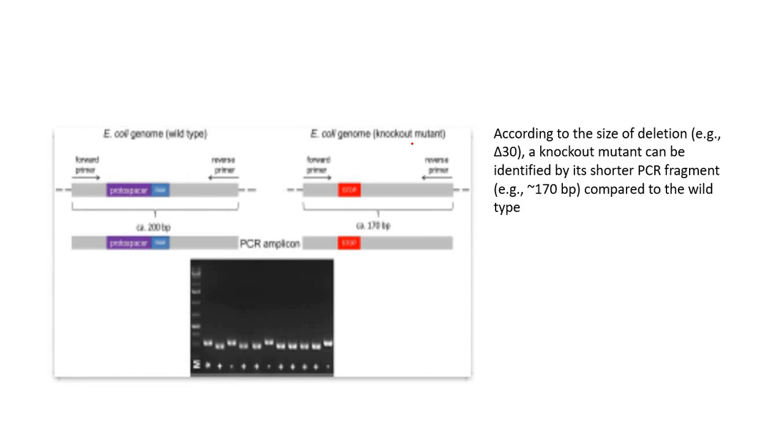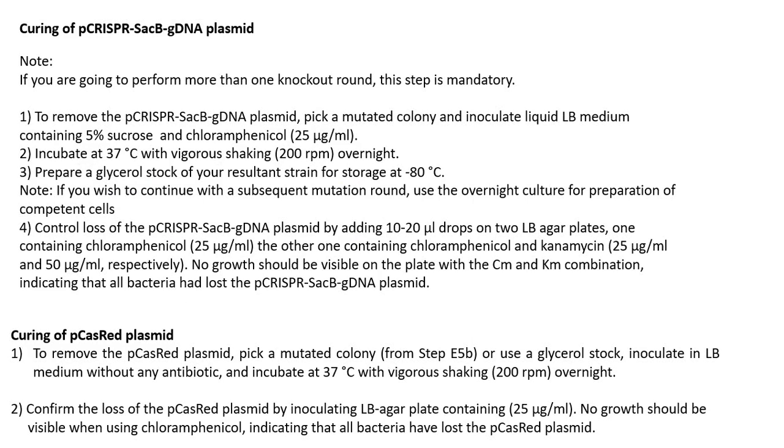Now, once you are done with all this, if you want to cure your plasmid, what you can do is pick a mutated colony and incubate it with the kanamycin, because this plasmid has the kanamycin resistance gene. And also because this has the SacB, you incubate this mutated colony in the presence of sucrose and the chloramphenicol.